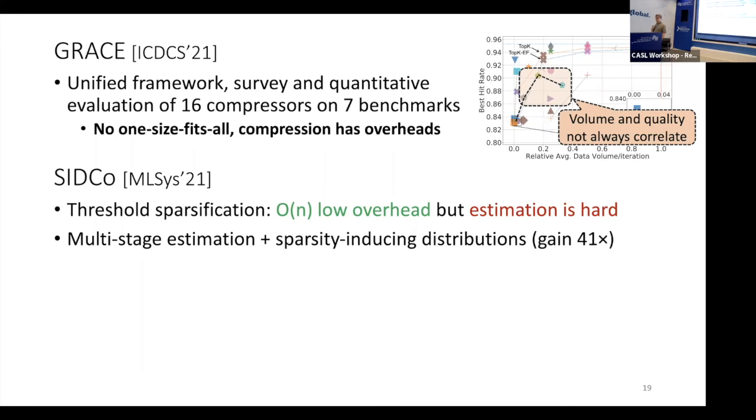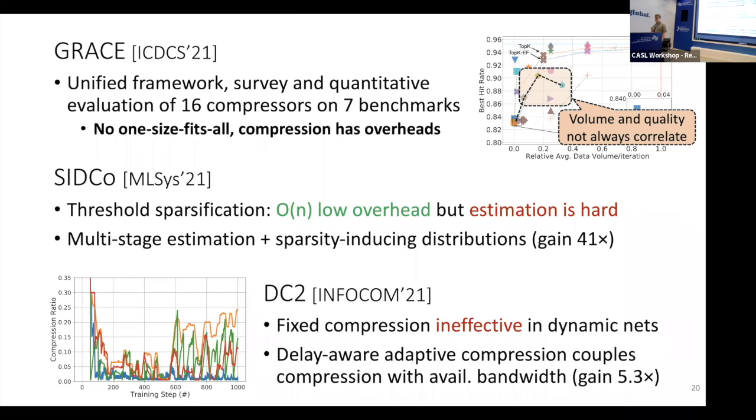But the issue is, who's going to tell you the threshold? Estimating the threshold is actually very hard, and this paper that we had at MLSys last year uses a sparsity-inducing distribution and multi-stage estimation to quickly come up with a decent enough threshold so that your threshold-based classification can work very fast. We also consider settings in which bandwidth could change, so that we can couple together adaptive compression on the basis of available bandwidth.